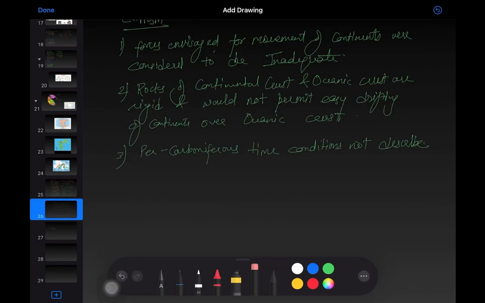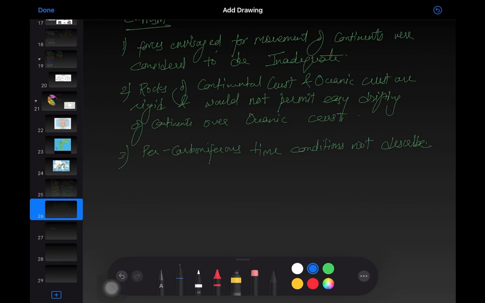The first criticism of this continental drift theory is that the forces envisaged by Wegener for the movement of continents are found to be inadequate. Many geographers and scientists believe that the forces which Wegener tells about, which are responsible for the movement of continents, are inadequate, and these forces, that is pole-fleeing force and tidal forces, are incapable of moving such large landmasses. They believe that along with these forces there are some more forces responsible for the movement of these continents.